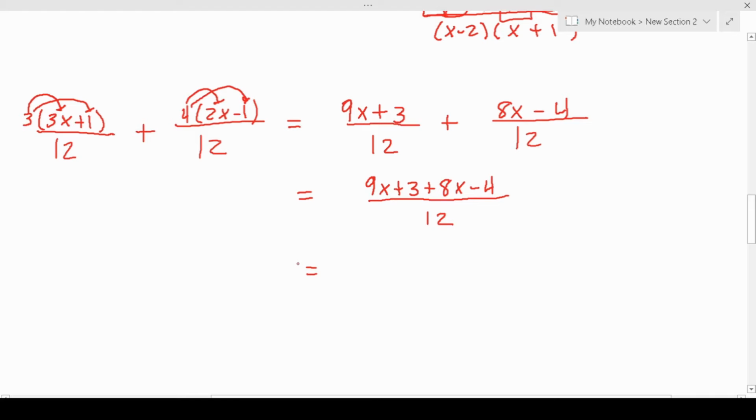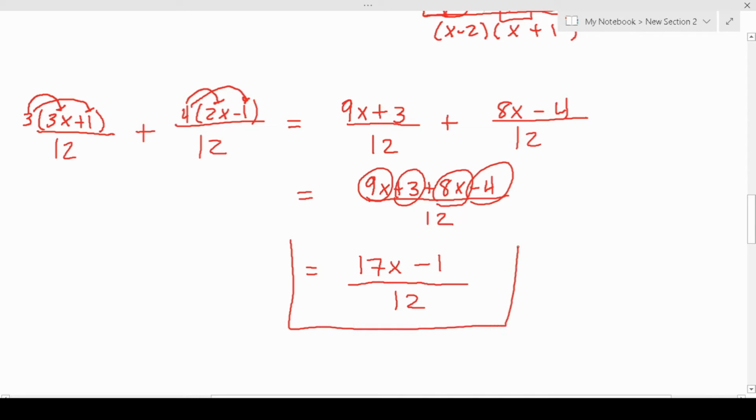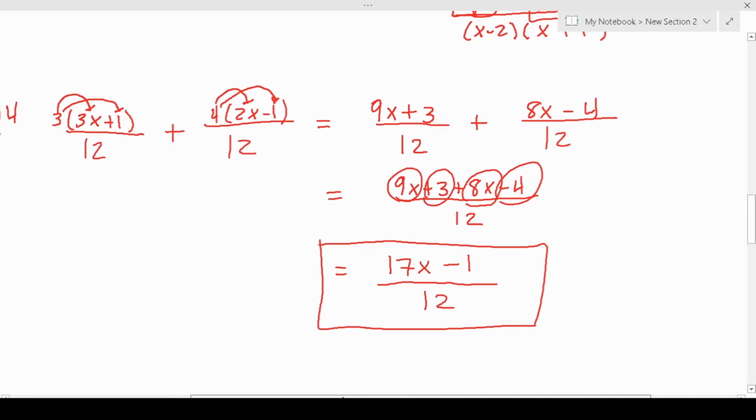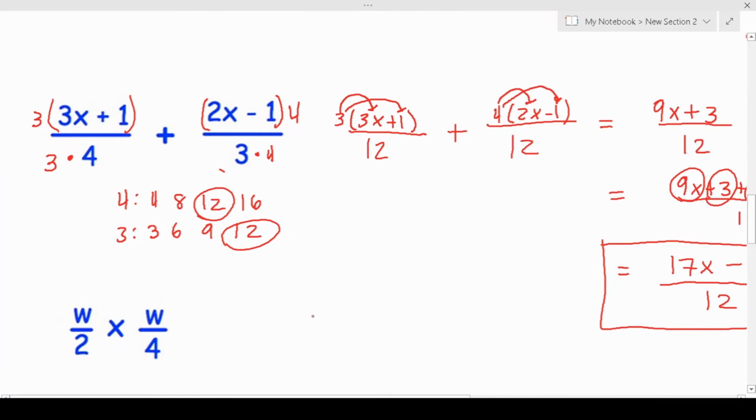Let's combine our like terms. We have 9x and 8x, so that's going to be 17x. And then we have 3 and negative 4, which is going to be negative 1. Of course, this is all going to be over 12. In light of the fact there's nothing we can factor out, we now know that this is in simplest terms. Okay, so that was that one.